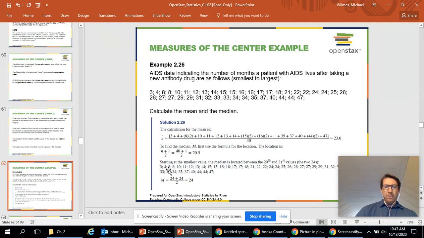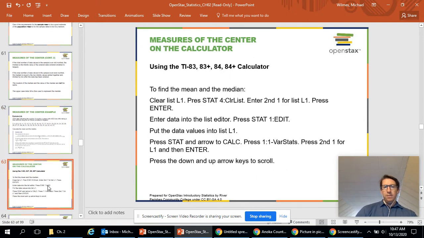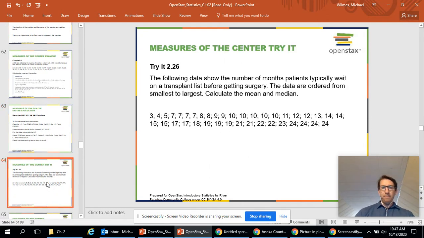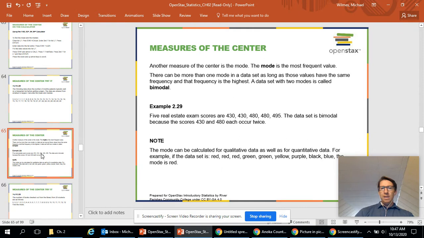To find the median, here they're putting the numbers in order from smallest to largest. We had 40 pieces of data. So if we take 40 plus 1 divided by 2, it's going to be the 20 and a half piece. Then we locate the 20th and 21st values, so between the two 24s. And then we average the two 24s, though you don't really need to average two 24s. So here's how to do it on the calculator. We're going to use Google Sheets though, instead of the graphing calculator. I'll go to that in just a moment.